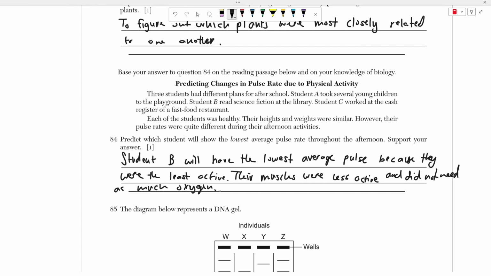Okay, so again, you need to support your answer, so that's my support, right? I'm saying that student B will have the lowest average pulse because they were the least active. And why does that matter? Well, if you're the least active, then your muscles require the least amount of oxygen, so your heart is not working as quickly or as hard.